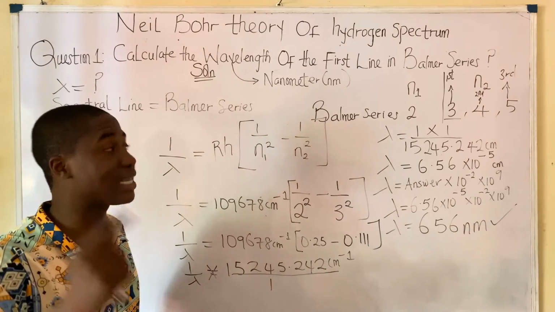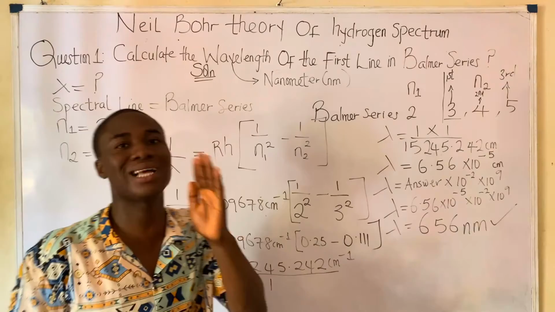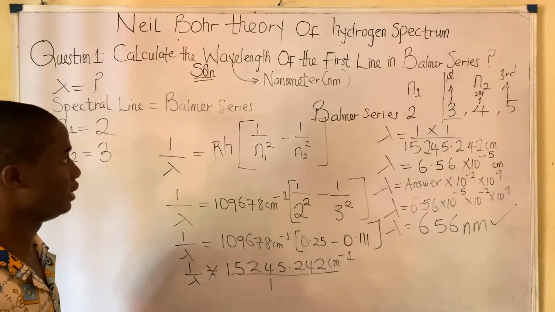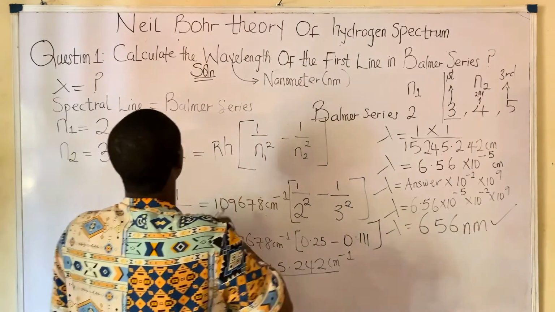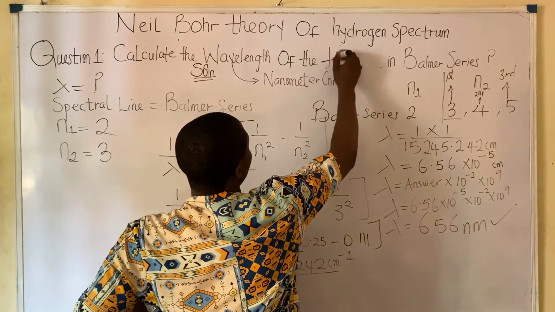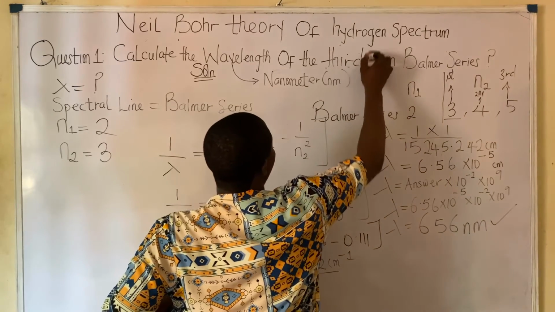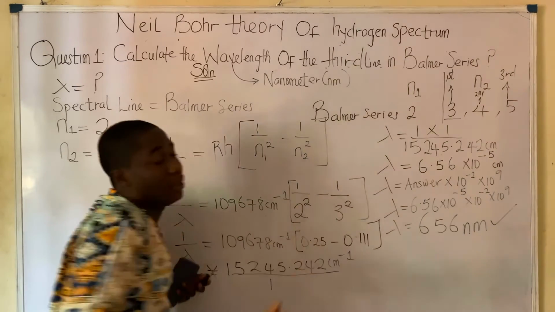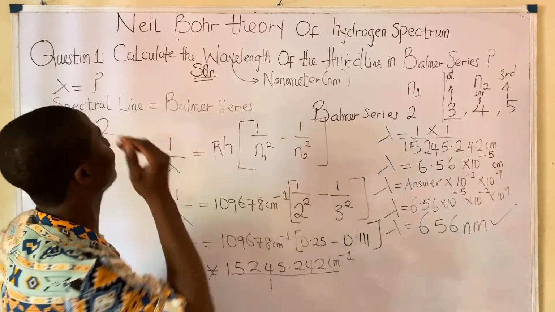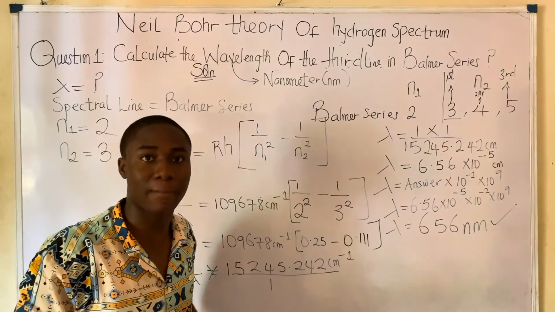Okay, because most times they will say calculate your wavelength and make sure your answer is in nanometer. So this is what you do. So your own question will be this. You solve for me: calculate the wavelength of the third line in the Balmer series, and I believe you know what to do. It is very easy. So with all this said, let's get into another way the question can be asked.